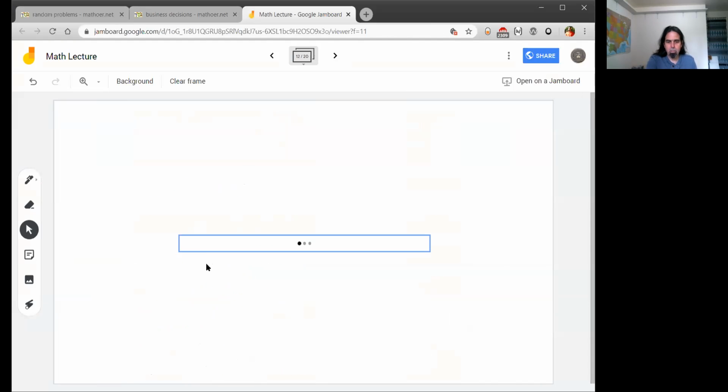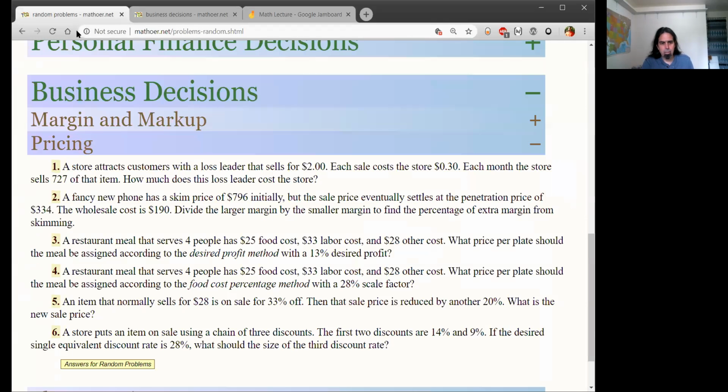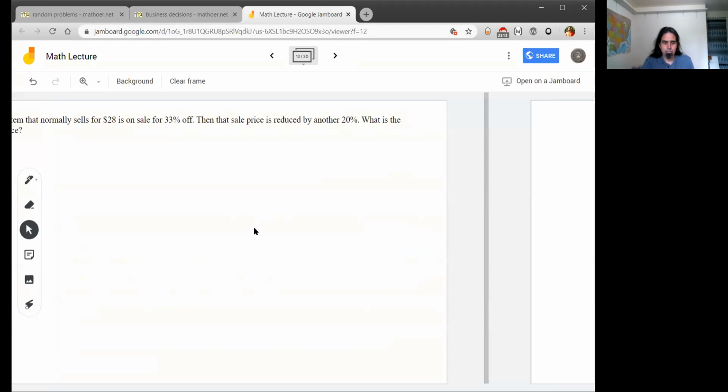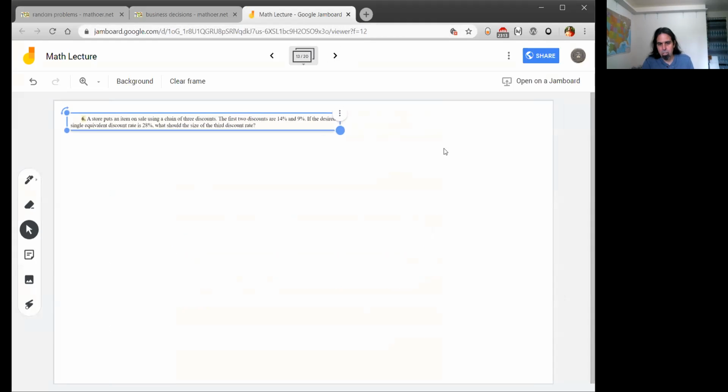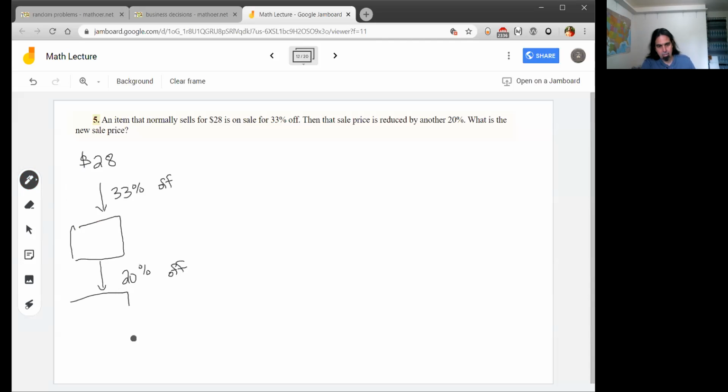Okay, let's do both kinds. So here was the straightforward one. And there's the missing link in the chain discount. An item that normally sells for $28 is on sale for 33% off. And then whatever you get, it's going to go down by another 20%. So try that, and then I will do it in a moment.